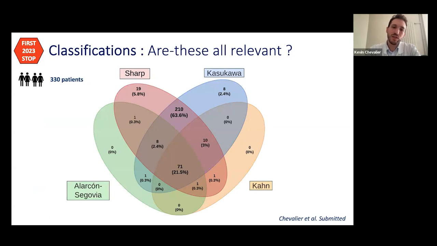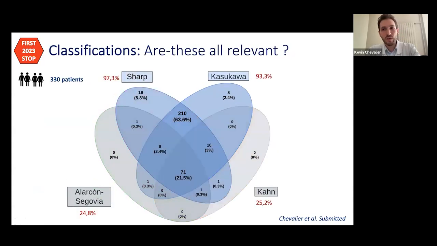Among these, 71 patients fulfill the 4 classification criteria for MCTD, and 210 fulfill at the same time SHARP and Kasukawa criteria. Next slide. Interestingly, the vast majority of our patients fulfill SHARP and/or Kasukawa criteria. Moreover, only a quarter of our patients fulfill Alarcon-Segovia or Kahn criteria. And no patient fulfilled only Alarcon-Segovia or Kahn criteria without fulfilling at least SHARP and/or Kasukawa criteria.